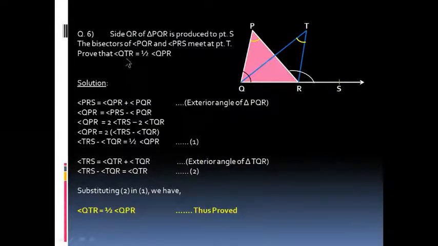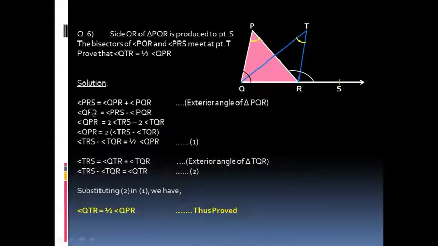So we have to prove that angle QTR is half of angle QPR. I have marked these two angles in yellow. So we have to prove that this angle is half of this angle. So let us look at the solution.